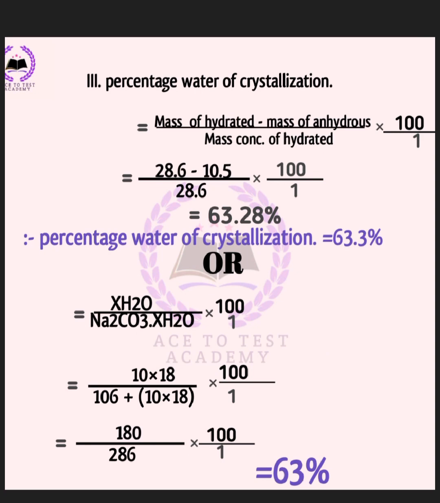Here is the second way, or here is another formula. That x is the water over everything together. That is the water. Then this one is everything, both the salt and water. Now multiply by 100 over 1. We've already gotten this x, so we replace the x by what? 10. We've gotten 10. That's 10 times 18 all over 106 plus 10 times 18. 18 is H2O. 10 times 18, that's 180. That's 106 plus 180, that's 286. So 180 divided by 286 multiplied by 100 gives you 63, or approximately 63.